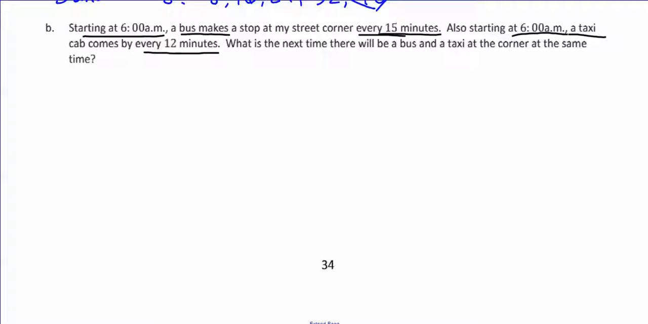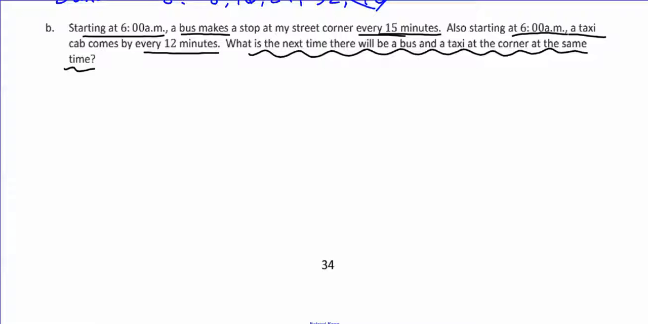And it says, what is the next time there will be a bus and a taxi at the corner at the same time? So we got to figure out the time that they meet, okay? So we need to find the LCM of essentially 12 and 15. So there's two approaches here. You can either find how many minutes it's going to take for them to meet up again, or you can just start counting, writing the times down.